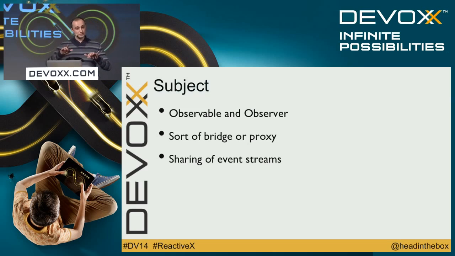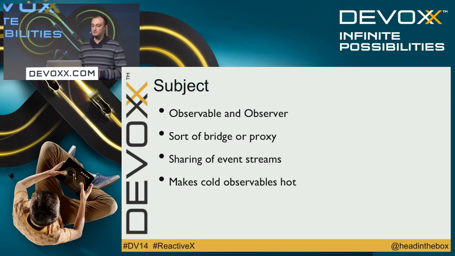So what we do is the subject subscribes to the source, and then the other observers subscribe to the subject, and that way the event stream, the source, is shared over the observers. Now, what that also means is that if that source is a cold observable, now all of a sudden it becomes a hot observable. That is because it was cold, it was waiting until someone would subscribe to it, and now all of a sudden the subject has done the subscription, and the others subscribe to this subject.